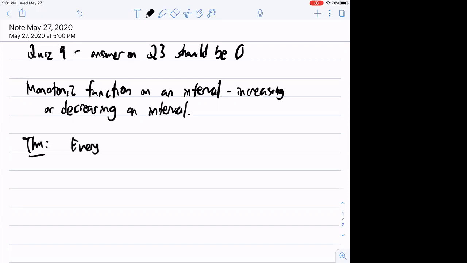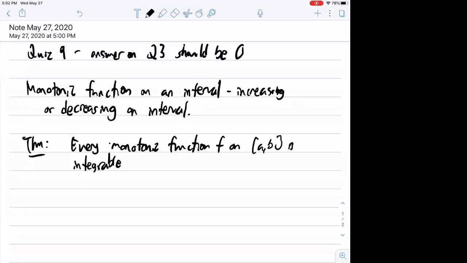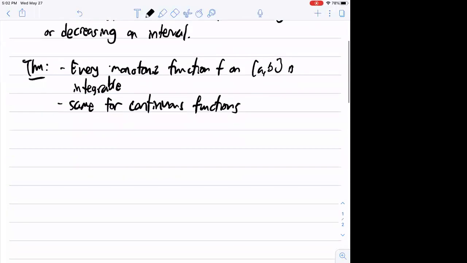every monotonic function f on [a,b] is integrable, right? Because you don't really want to, unless they say check it is integrable, by definition, use that upper and lower sum every single time, right? And then the same holds for continuous functions. Okay, so these are common facts now, right?